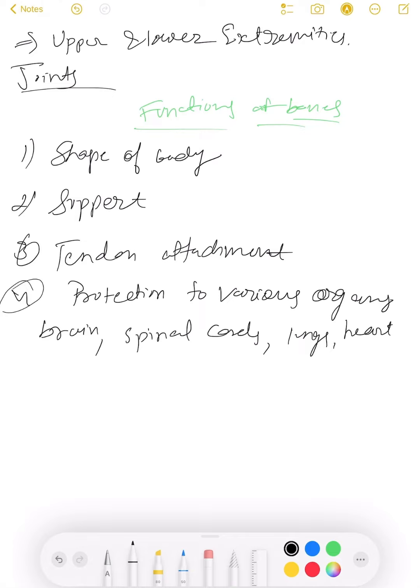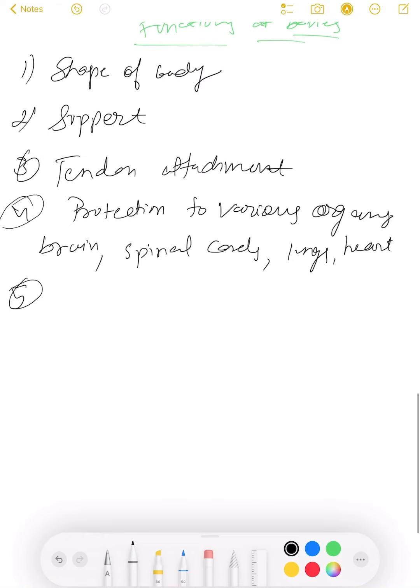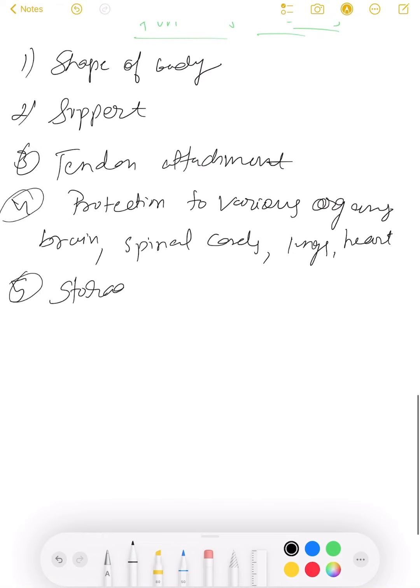Now lungs and heart are enclosed by what? Ribs and sternum. Ribs and sternum form what? Thoracic cage. So ultimately the thoracic cage is what? Protection for the lungs and heart. This is how they determine the function. Now fifth, storage of minerals. This is more asked in Viva, storage of mineral, and they ask which mineral.